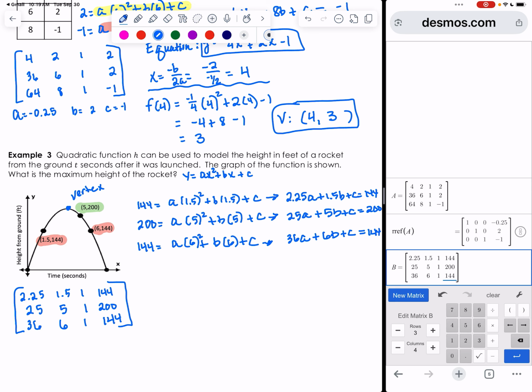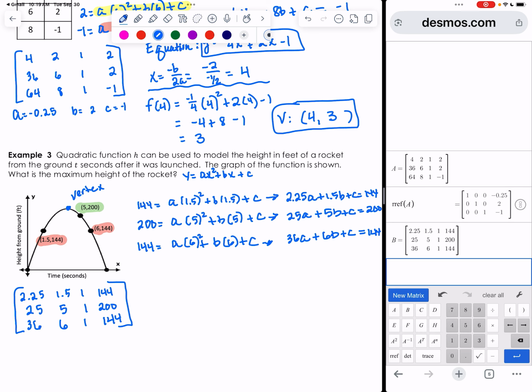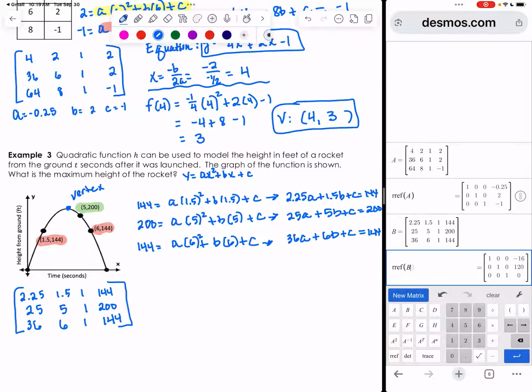All right, once you have all of your entries in there, push the return button. And then at the bottom left corner, you're looking for the REF button. So we put REF. This time we're trying to calculate matrix B, so I want to put a B there. And remember, the 3 numbers on the far right column are your A, B, and C. So here our A is negative 16. Our B is 120, and our C is 0. So that means our equation is going to look like this.